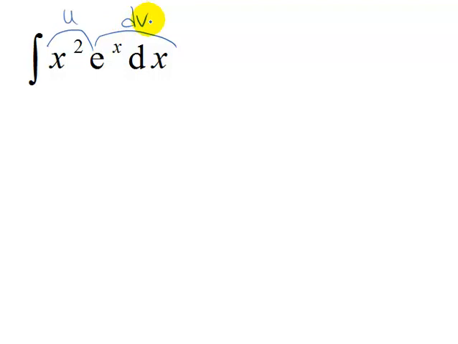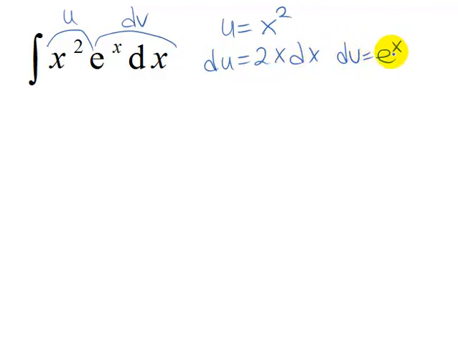One of my requirements for dv is it needs to be something that I could integrate because I need to get back to v, and I could integrate e to the x dx. So my u is x squared, which means du is going to be 2x dx. My dv is e to the x dx, so my v is going to be e to the x.